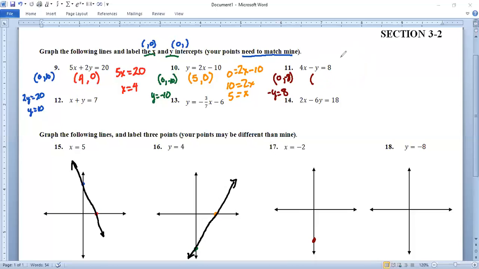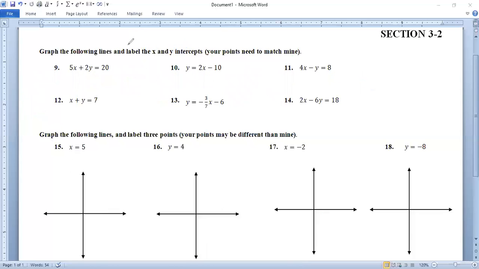I didn't change color. Let's change color just to keep consistency here. Yeah, we'll go with like a pink. If we stick in 0 for y, then 4x minus 0 equals 8. That's x equals 2. All right, so that gives us 2, 0. Positive 2, 0 is that guy right there. So that means the graph of the line looks about like that. Something like that. Okay, good. So that is 9, 10, and 11. Great, let's clear those off and do the next 3.